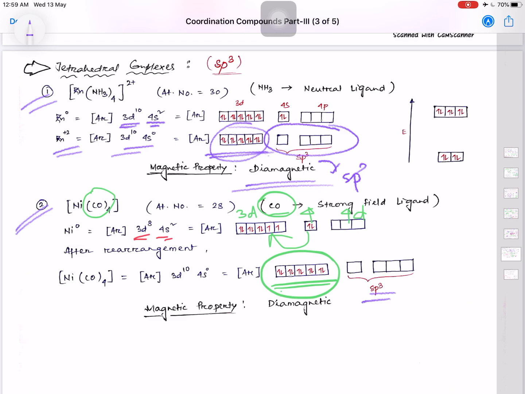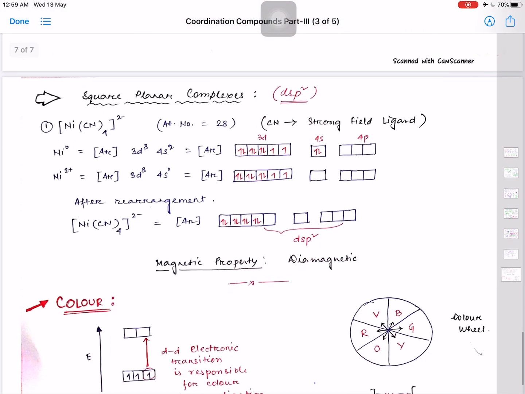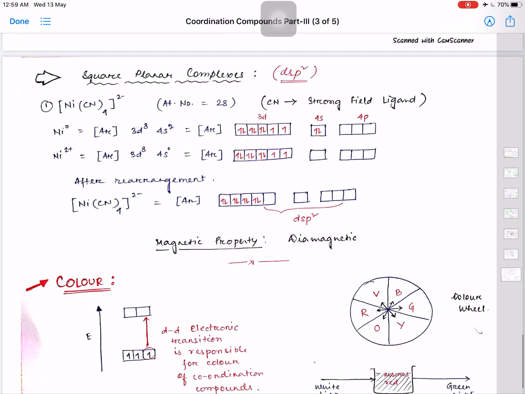And you see all these d orbitals are fully filled, so no unpaired electrons, so it is diamagnetic in nature. Okay, so the last of these types of complexes are square planar complexes. Okay, so in square planar complexes we have dsp2 hybridization.